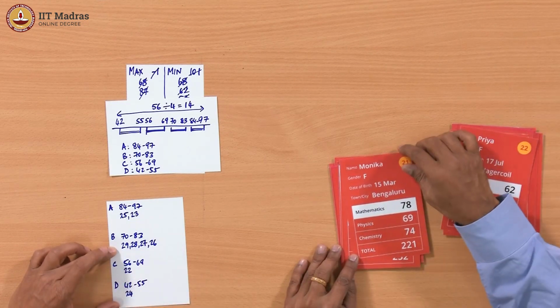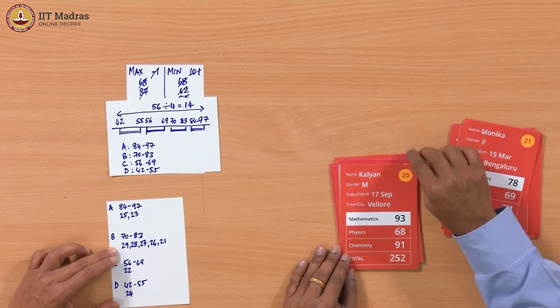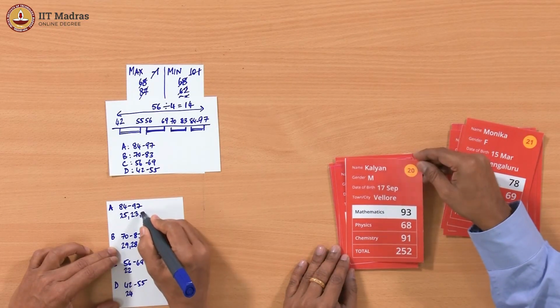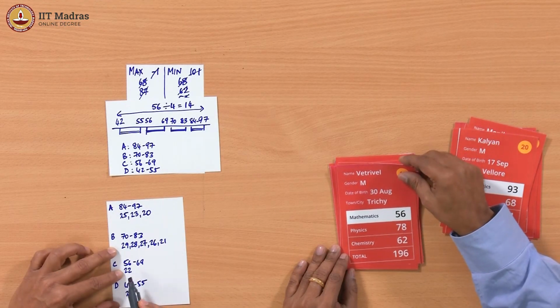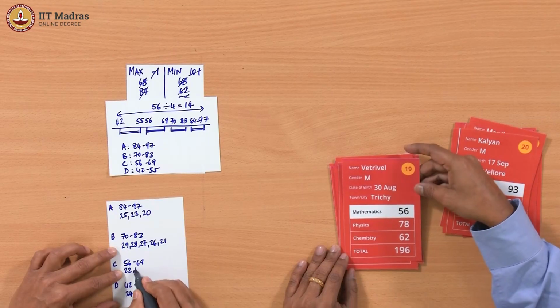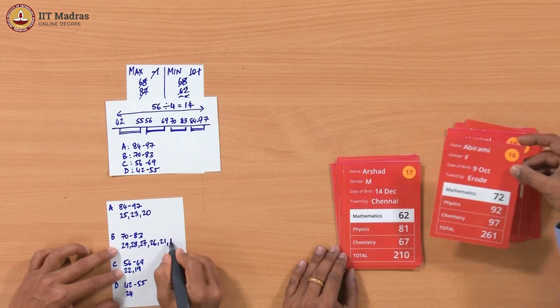Yeah. 78. 78 is again in the B grade, so that's card number 21. 93. 93 is an A grade, so that's card number 20. 56. 56 got just barely into C. All right, so 19. All right. 72. 72 is here, so that's 18 in a B grade.